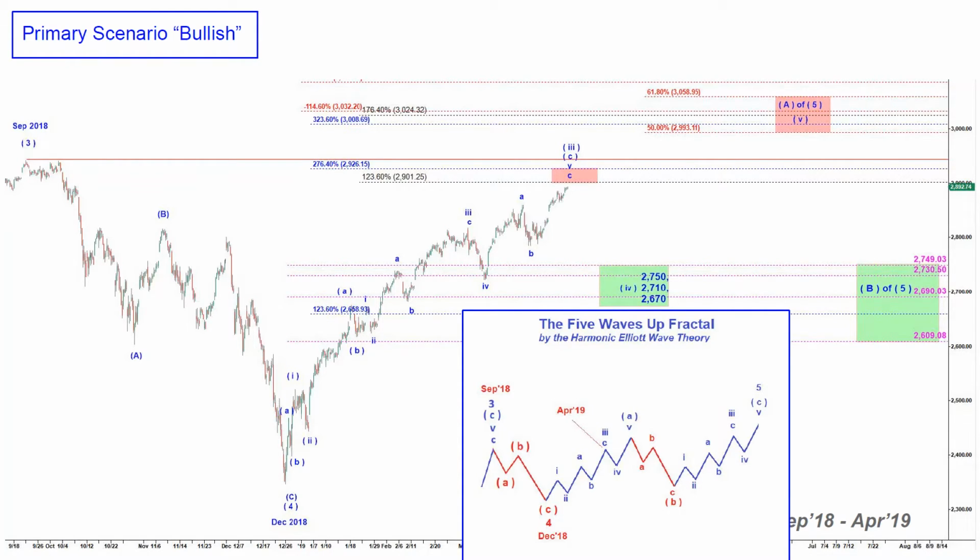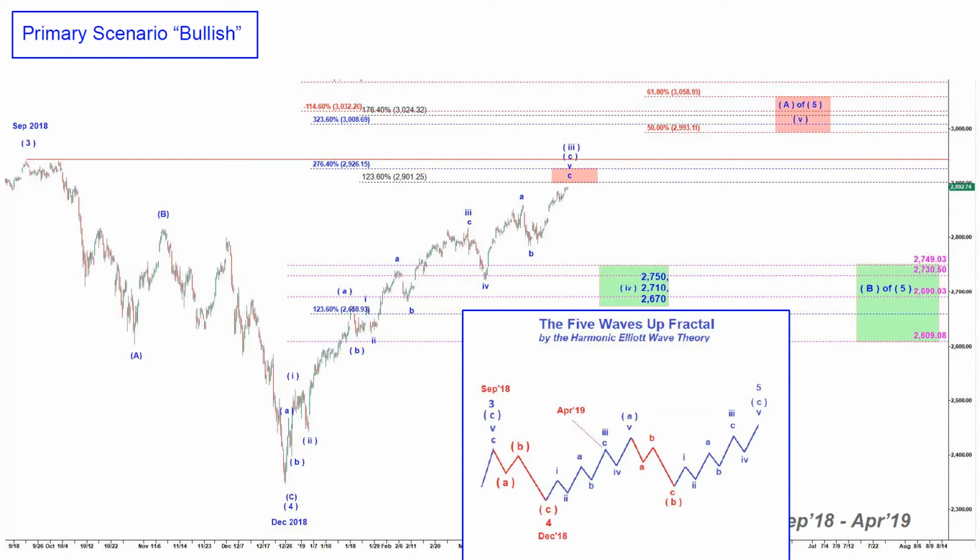This is a 2-hour chart of S&P 500, and we are counting waves off the major low made in December 2018. ABC of 1, corrective wave 2, A of 3, B of 3, C of 3. As you can see, that wave C of 3 has also been subdivided into 5 waves of smaller degree.